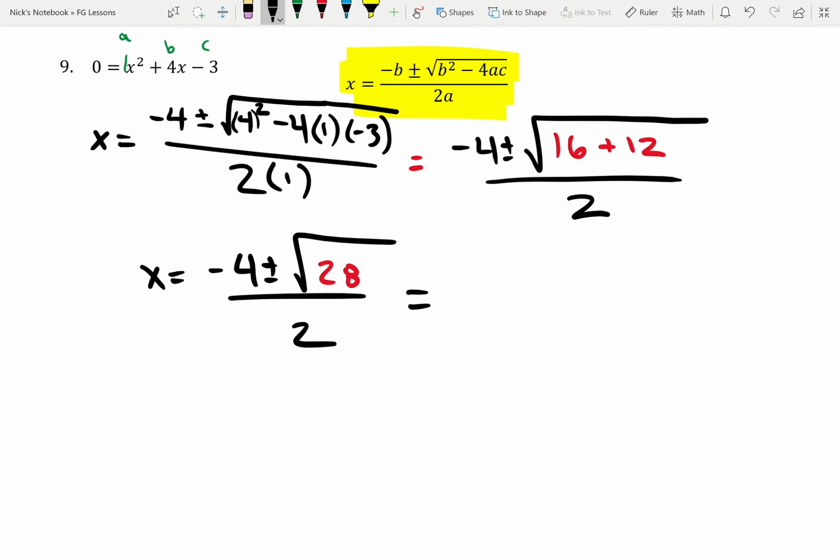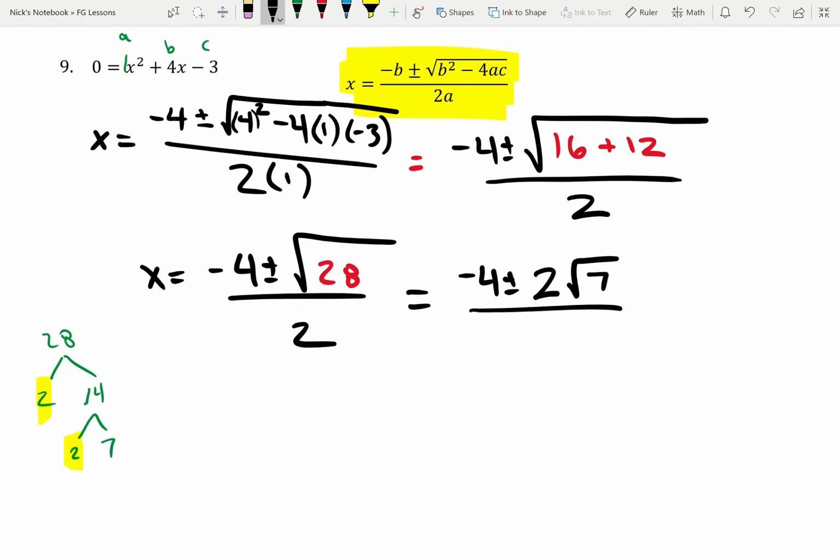Well, that means we are going to factor 28. That breaks up into 2 and 14, and 14 goes to 2 and 7. Then we can see we have a pair of 2's right there. So this simplifies to negative 4 plus or minus the square root of 2 times the square root of 2 times the square root of 7, which is negative 4 plus or minus 2 times the square root of 7, all over 2.